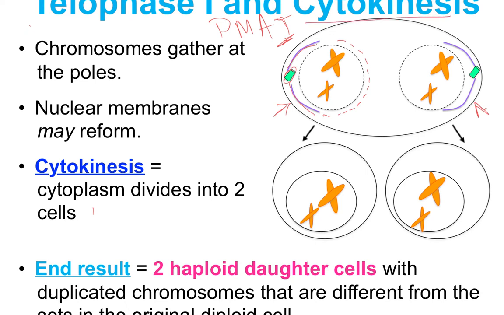Cytokinesis, or the splitting of the cytoplasm: the cell has to divvy up all of its nutrients and goodness inside of it, not just its DNA, and contribute some part to each of the new cells. So cytokinesis is when the cell divides into two, splitting its cytoplasm. The end result is two haploid daughter cells with duplicated chromosomes, and they're different from the sets in the original diploid cell.